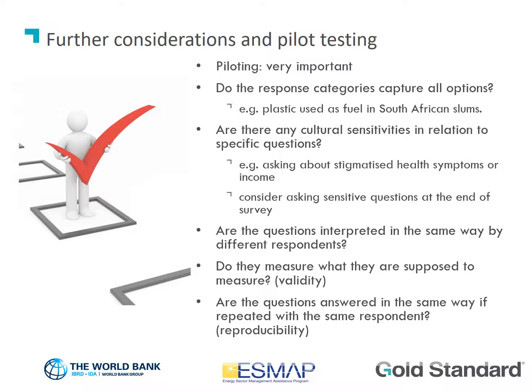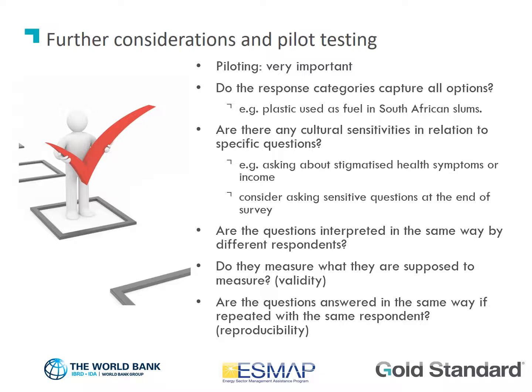I'm just going to briefly discuss a few more considerations and pilot testing. So pilot testing is very important. It can be done in as small as 3 to 4 pilot households and can end up saving a lot of time and money in the long run. Something else to consider is, do the response categories capture all options? Sometimes adjustments need to be made to the surveys, just based on what you've learned from the pilot study, and the responses can include things that weren't originally considered when designing the study.